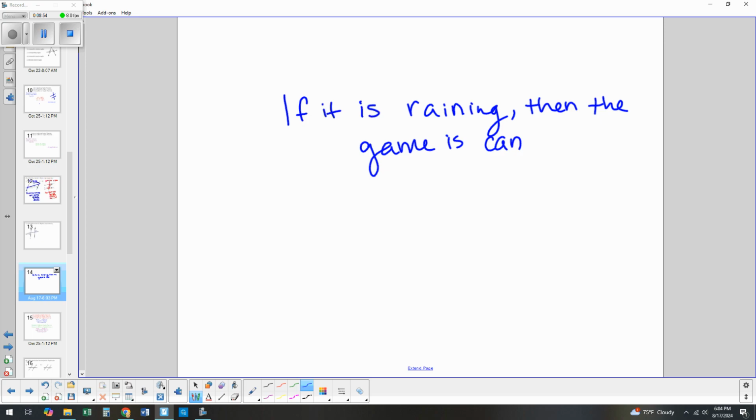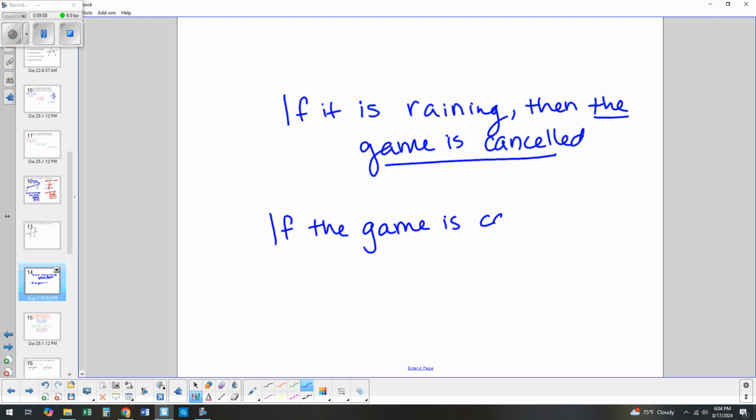The reverse of that would be taking the second part and putting it in front of the if. So if the game is canceled, then it is raining. Now, normally, it doesn't necessarily have to be true both ways, but all of the ones that we learn in this class will be. That if it works one way, it will automatically work the other way as well.